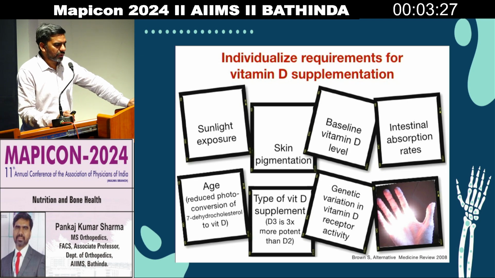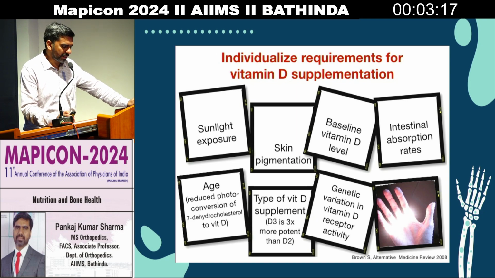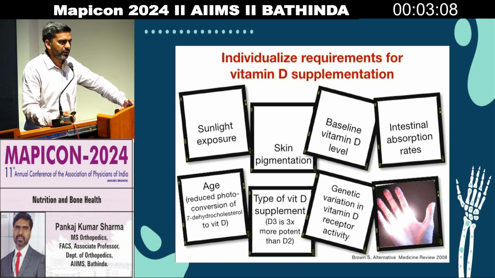Then the individualized requirement for vitamin D supplementation. There are a number of things like sunlight exposure, skin pigmentation, baseline vitamin D level, intestinal absorption rates, age, type of vitamin supplement, and genetic variation. So there are a number of things which can affect vitamin D absorption.